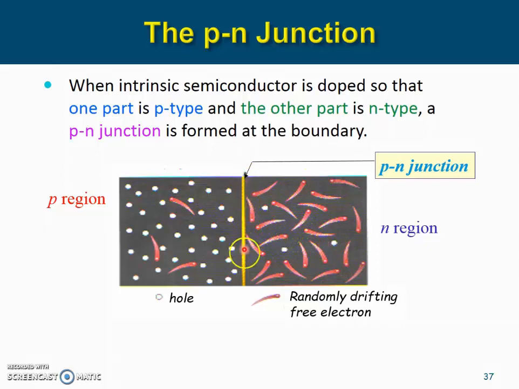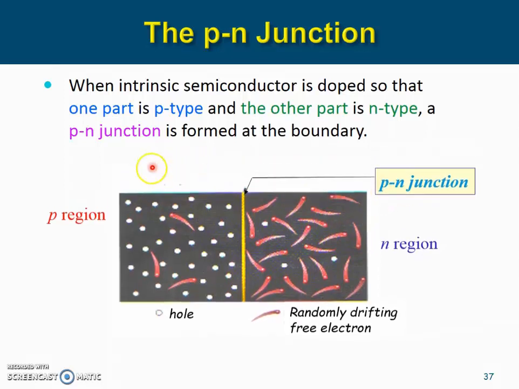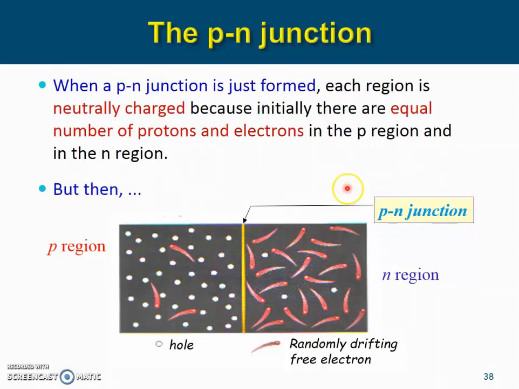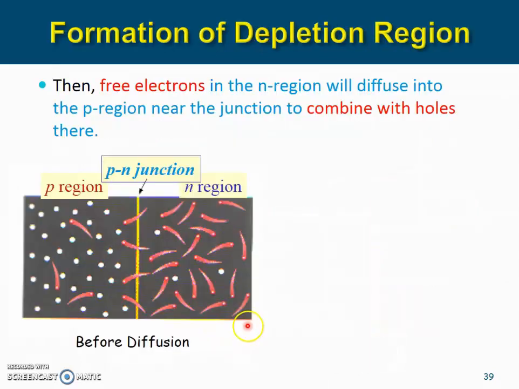The boundary between the p region and the n region is called the p-n junction. The electrical characteristic of the p-n junction is the operation principle of diodes and transistors. This too will be discussed later and in other units. When a p-n junction is formed, each region is neutrally charged, because in each region there is an equal number of protons and electrons. But this situation won't stay long.